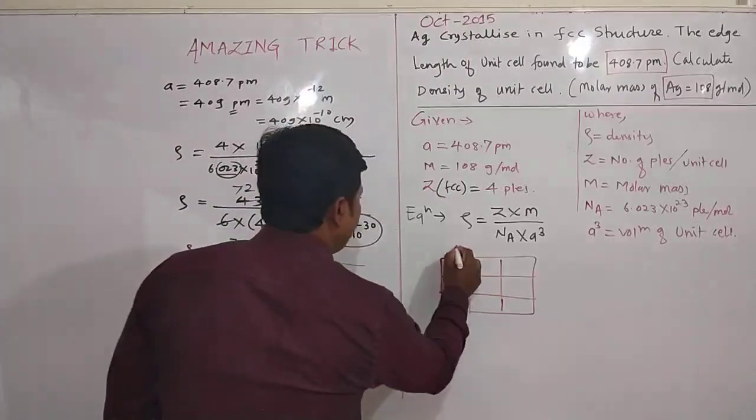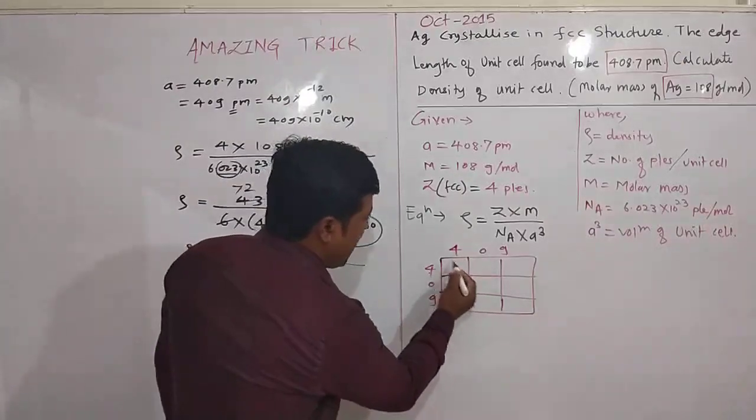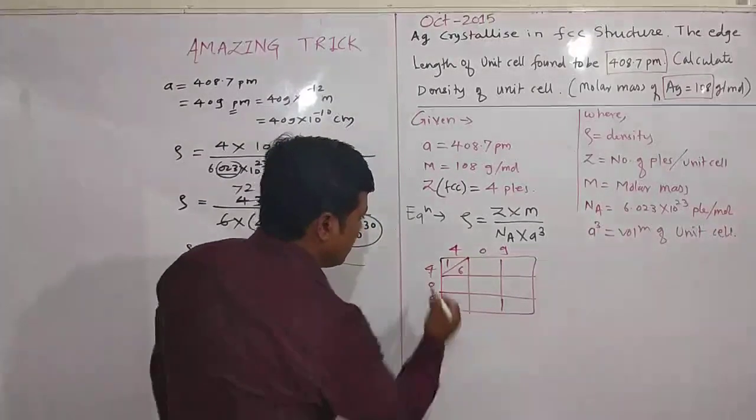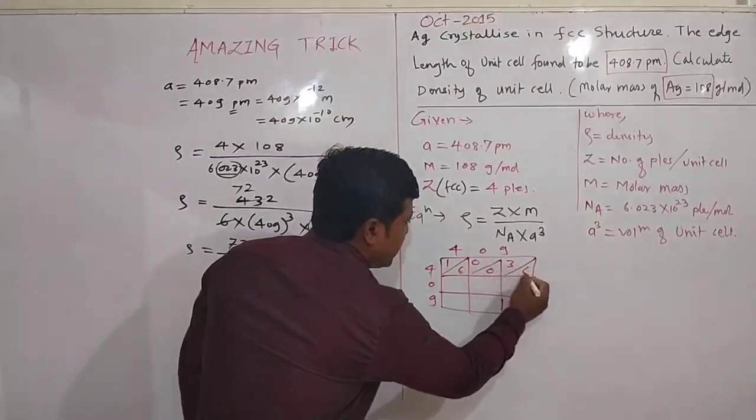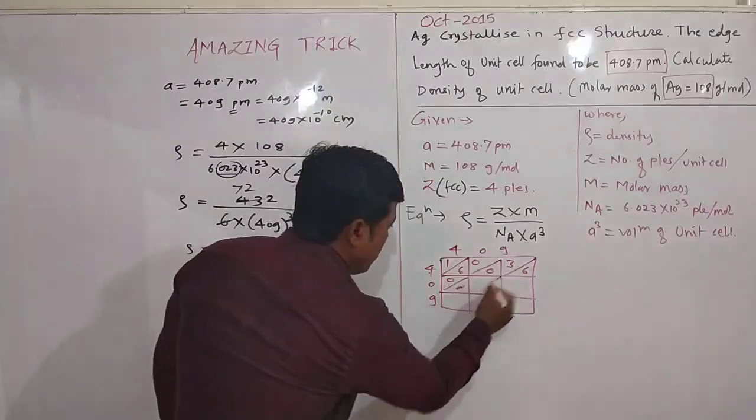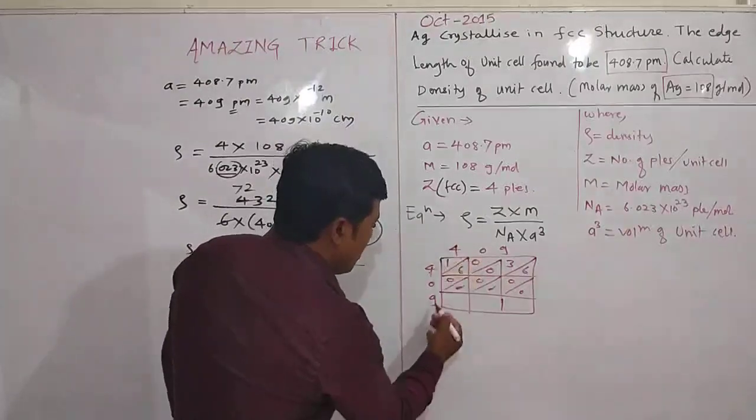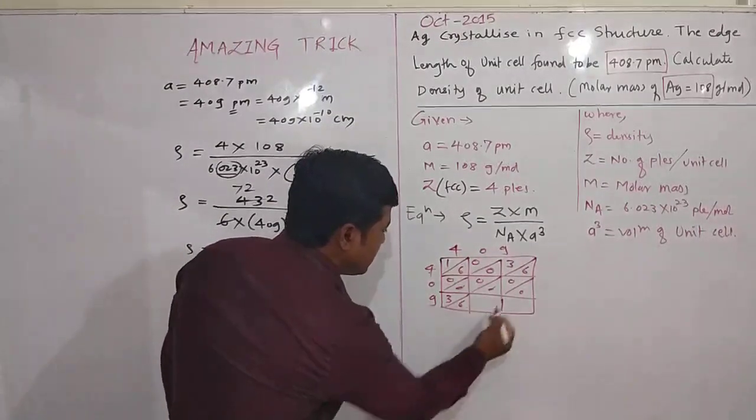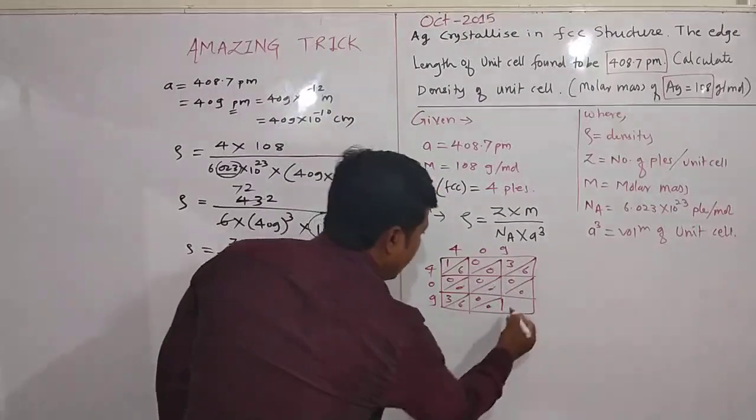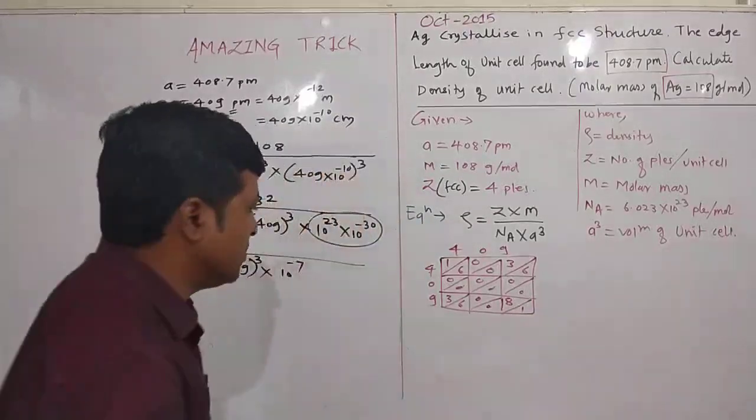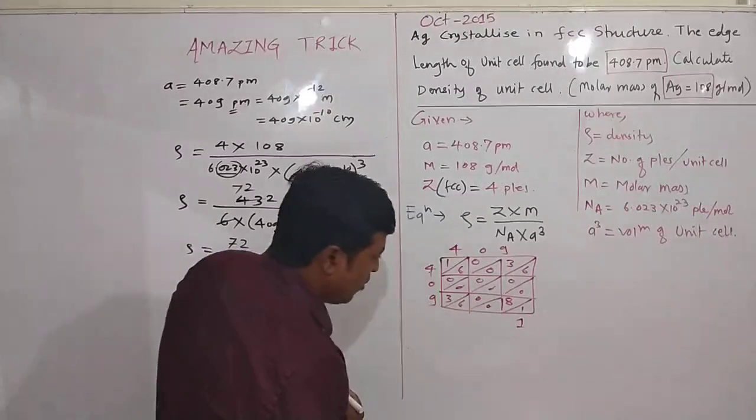Put here 409, multiply: 4 4s are 16, 400. 4 nines are 36. Now here 0, 0, 0 multiplied by anything is 0, no doubt. 9 fours are 36, once again. 0, 9, 0, 0. 9 nines are 81. So add diagonally. There is only one, no doubt.